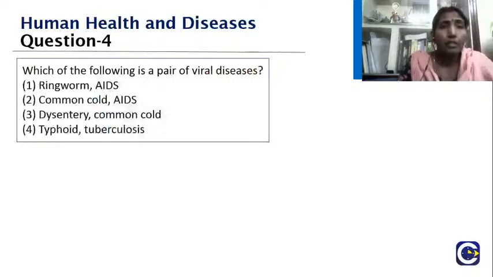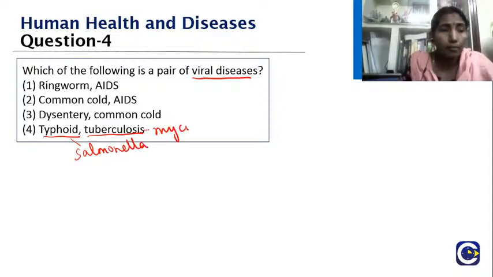Which of the following is a pair of viral diseases? Ringworm, AIDS; common cold, AIDS; dysentery, common cold; typhoid, tuberculosis. What about typhoid and tuberculosis? Typhoid is caused by Salmonella typhi. What about tuberculosis? It is caused by the Mycobacterium bacilli.